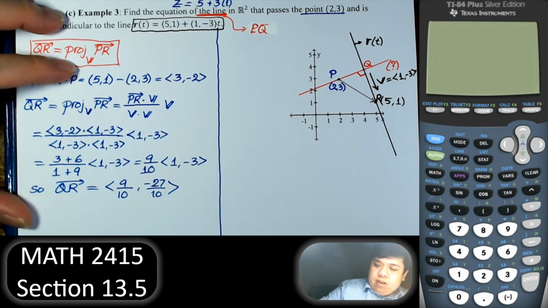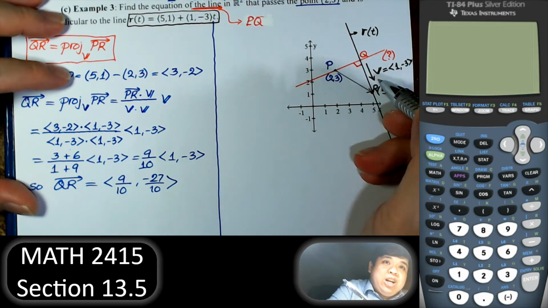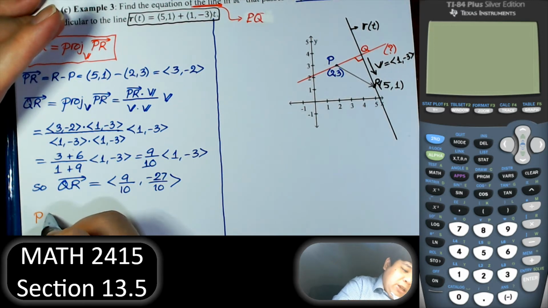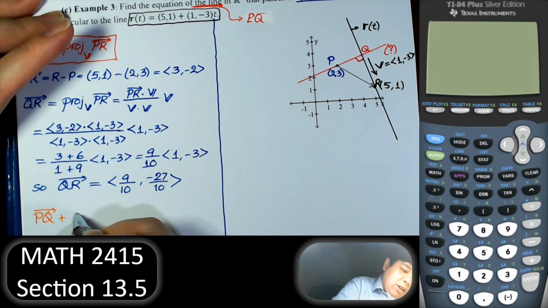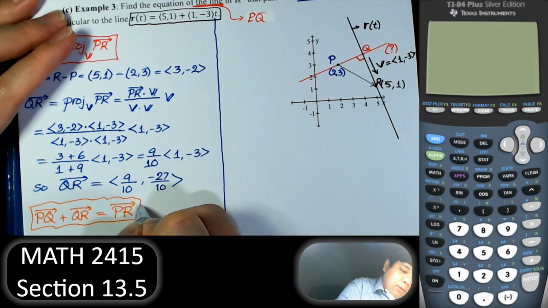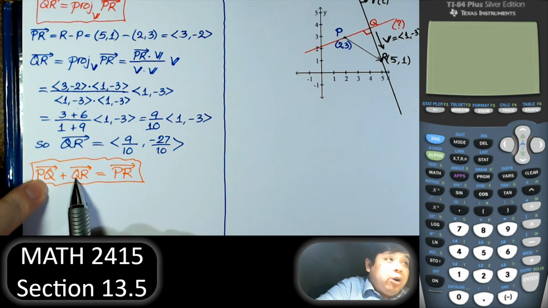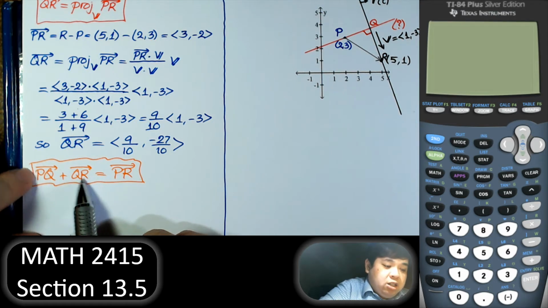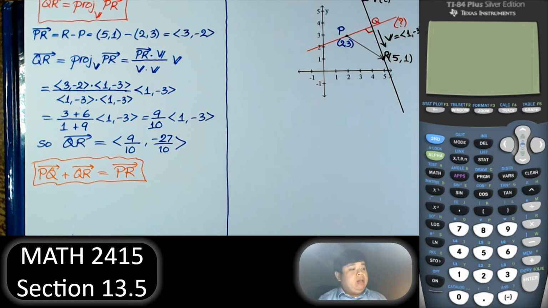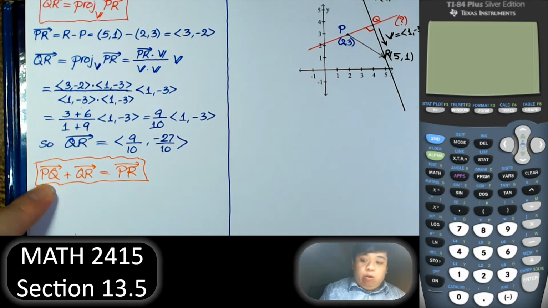Notice that is what we have in the triangle rule, or the head to tail rule: we have the vector PQ plus vector QR is equal to vector PR. Remember the head to tail method. P to Q and Q to R is the same as P to R, right? So that's the head to tail method. We have QR, that's good. We have PR, that's good. We can solve for PQ.